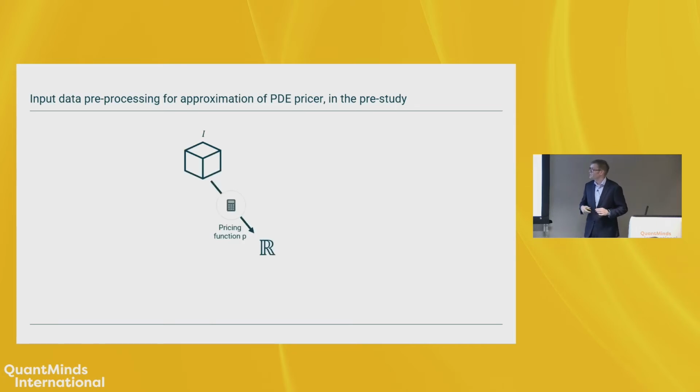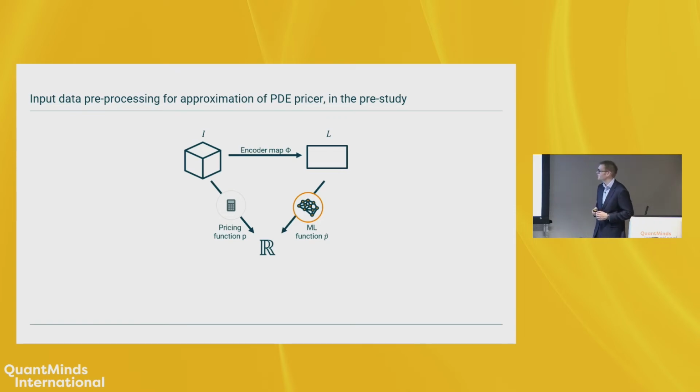So before applying any method, it's good to think about normalization, of course, but also about pre-processing in a more general way, namely about going from the high-dimensional input data space to a possibly low-dimensional so-called latent space via some encoder map, and then to define the machine learning method on that latent space only. You can also decode, go back.